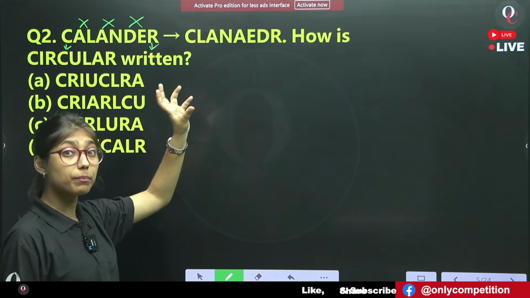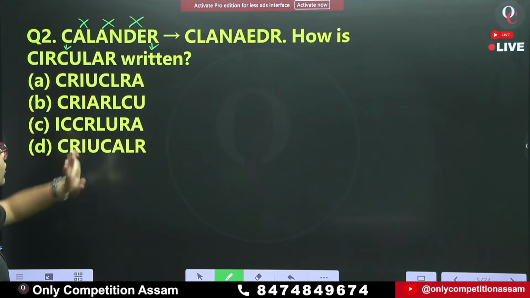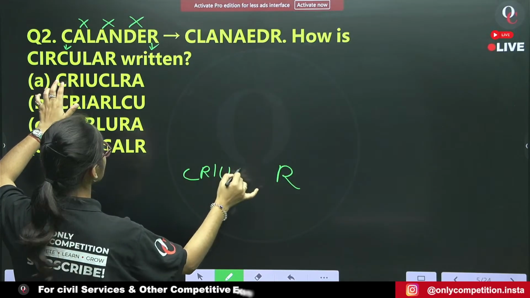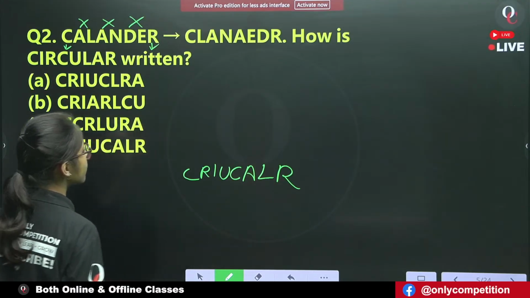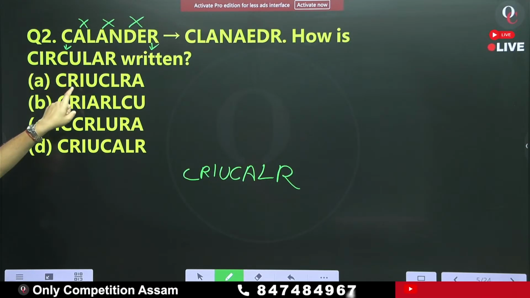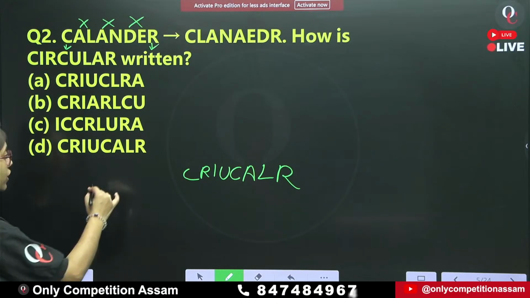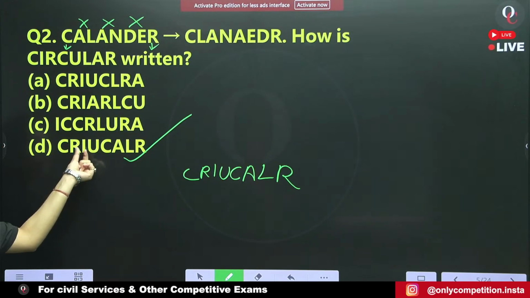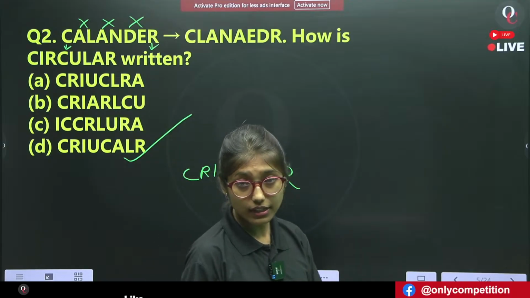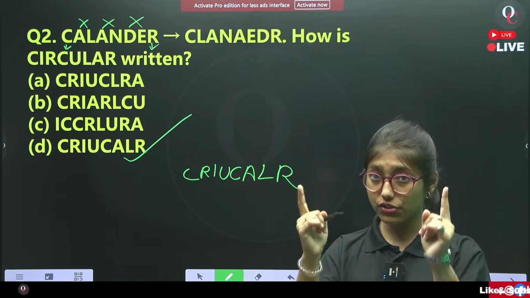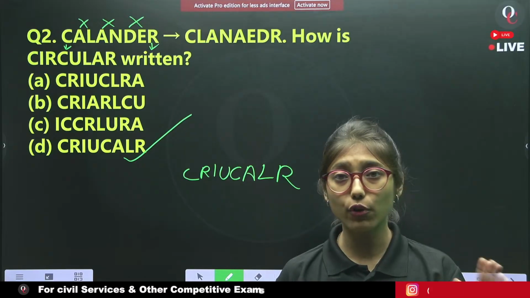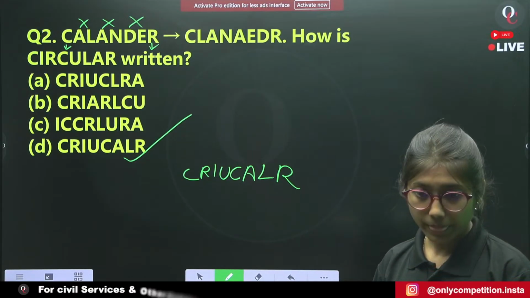If we use this particular pattern in the given word CIRCULAR, what will we get? C and R stay. In which particular option is the answer? Yes, option number D, CRIUCARL. Done. The positions of two letters have been interchanged. That's it. Nothing more complicated. Okay? Fine.